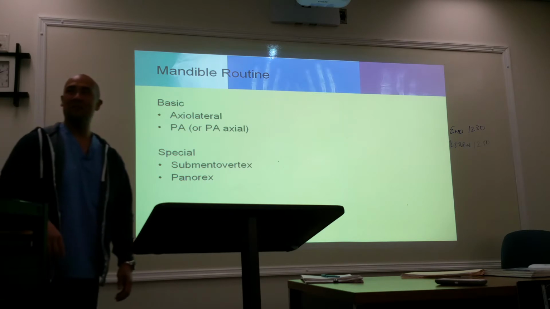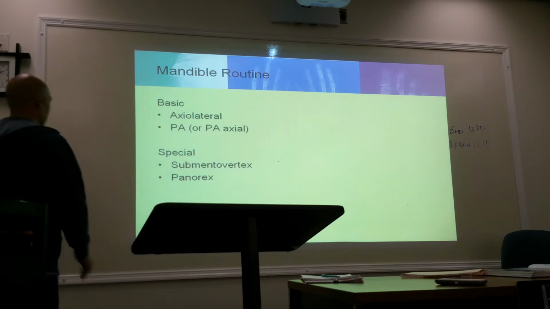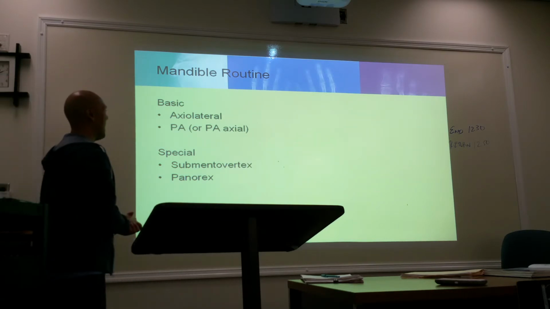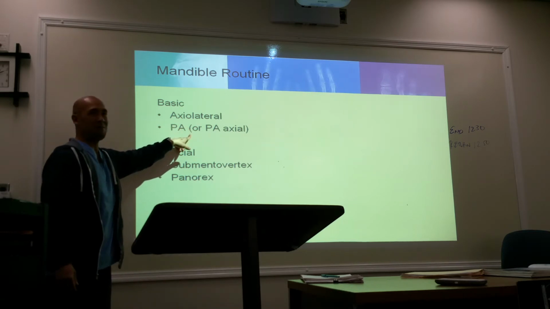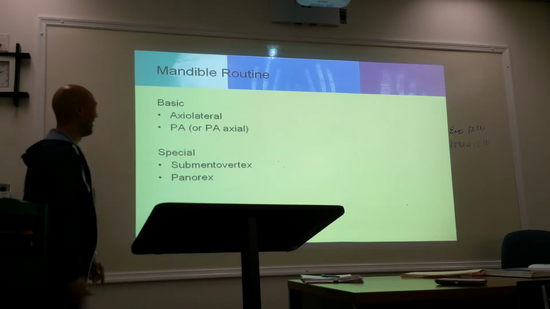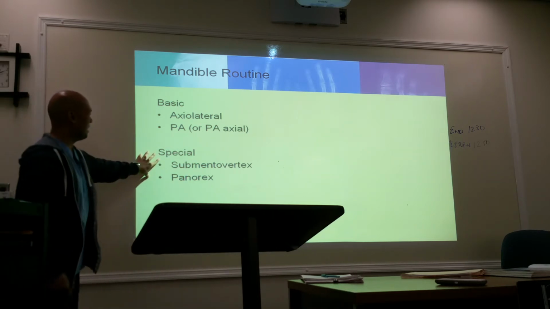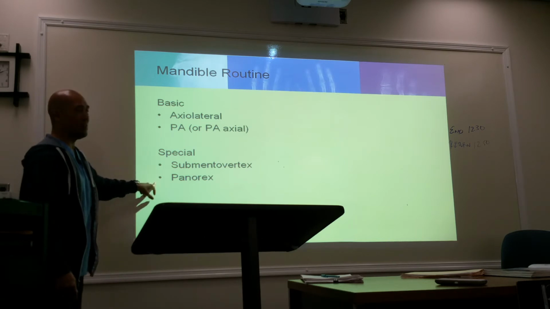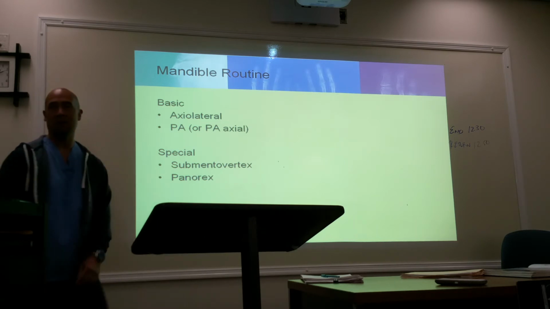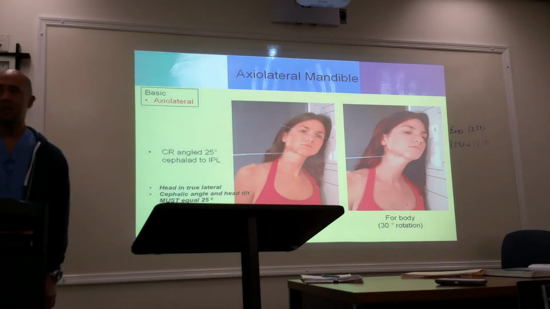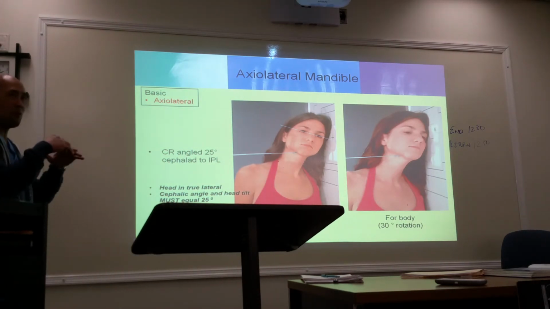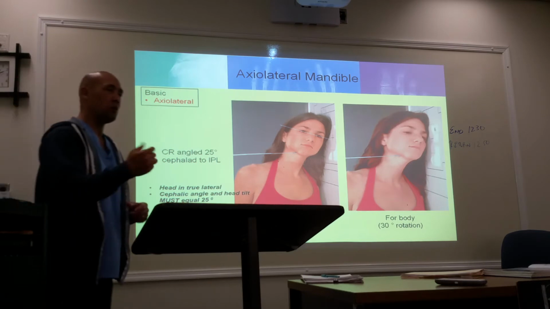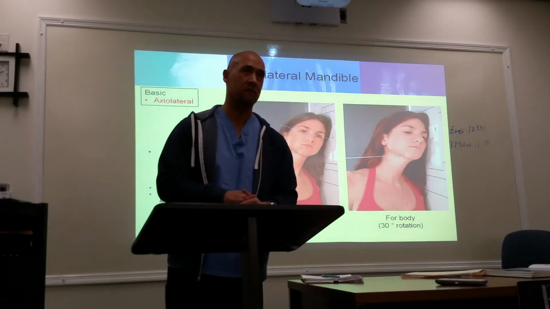Okay, basic views for the mandible include the axiolateral and then the PA or PA axial. Again, here it comes again. What's this? Towns. Okay. Caldwell. Okay. And then we have this special again, SMV, and then we'll just do a quick discussion on Panorex. Again, we're throwing in a bunch of angles in here. So when you're looking through your textbook, it can be very, very confusing.